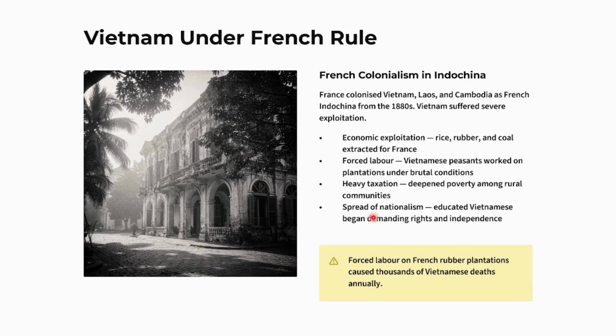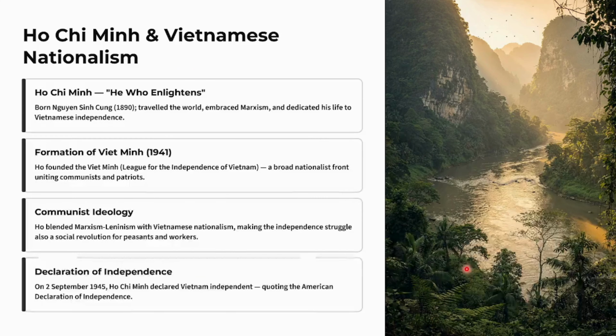Spread of nationalism. So educated Vietnamese began demanding rights and independence. So forced labor here, the forced labor on French rubber plantations caused thousands of Vietnamese deaths annually. So this is Vietnam under French rule.